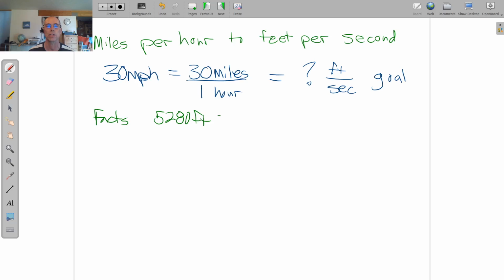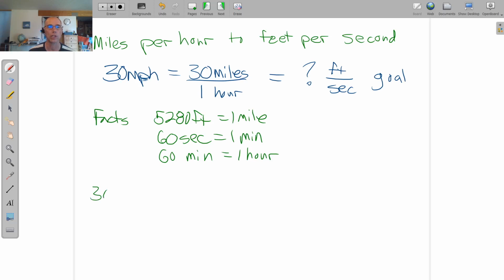5,280 feet in 1 mile. There are 60 seconds in a minute, and 60 minutes in an hour. So I could use these two facts separately, or I could blend them together. So there's a couple approaches. I'm just going to use them separately for now. To make this happen, I rewrite my 30 miles as a fraction over 1 hour. And if it doesn't have a per unit like before, remember I just put 1 in the bottom and it was nameless, and that's okay.